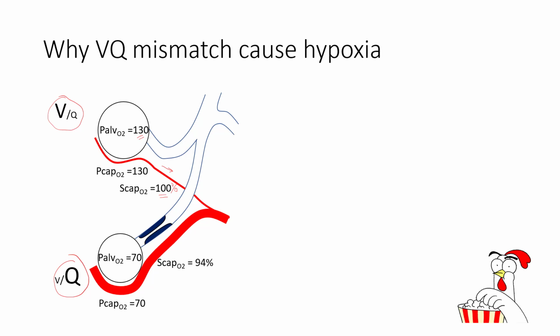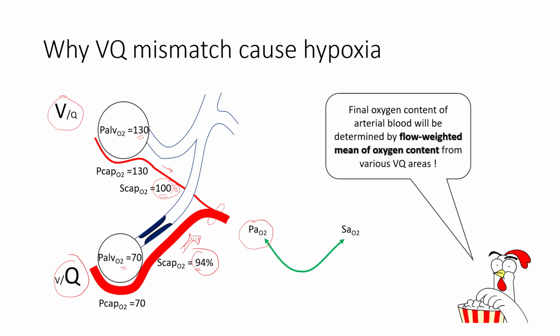The low VQ alveoli has got a lower P alveolar of 70, and thus it has got sats of 94%. However, the total amount of blood flow coming from these alveoli is much larger. The final partial pressure that is coming out to the left side of the heart will depend upon a combination of these two, and flow takes a very important part, because a larger amount of blood is coming at 94% and a very small amount is coming at 100%. So the final O2 content will be determined by the flow weighted mean of oxygen content from various VQ areas.